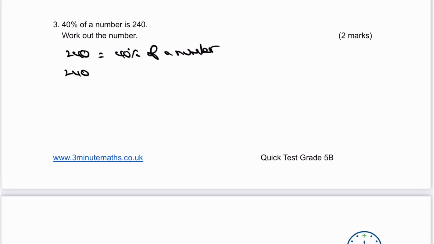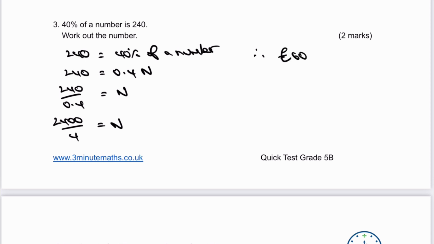So that's 240 equals 0.4 n, which is of a number. If I want to then work out the value of n, I basically do the calculation, which is 240 divided by 0.4. Well, that's just a bit trickier. However, if I make that a denominator of 4 by multiplying through by 10, it means then it will be 2,400 divided by 4 is n. So therefore the amount is going to be 600 as the original.